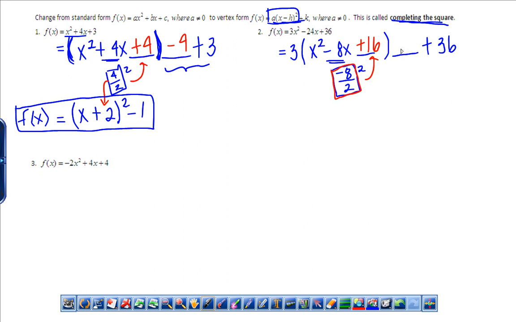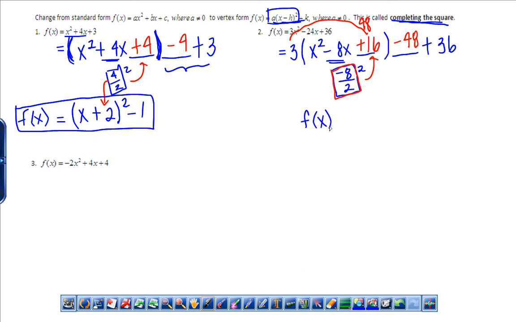But I just threw a wrench in things and said, I pulled out a 3. So really, I didn't pull out a 16. What did I pull out? I really pulled out a +48 because 16 times 3. So I have to say -48. And now those are equivalent. So now I'm ready to write my answer.